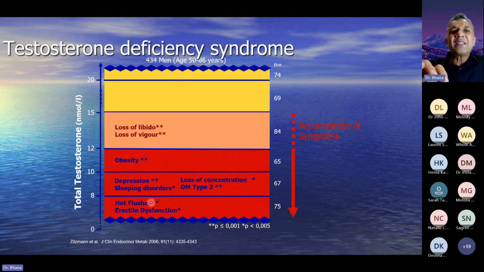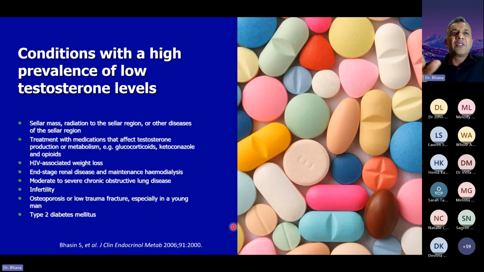And only once it's below 8 do we get the commonly quoted symptoms in Harrison's, in terms of erectile dysfunction and sometimes hot flushes. So you can see, denoted by the double stars, the p-value in terms of the study, and you can see that testosterone goes beyond sexuality.